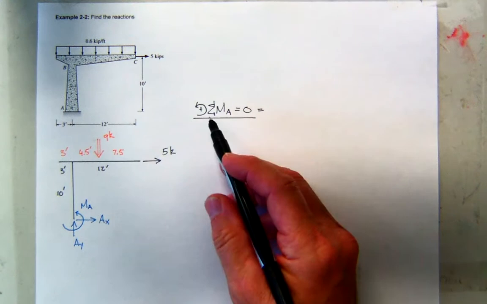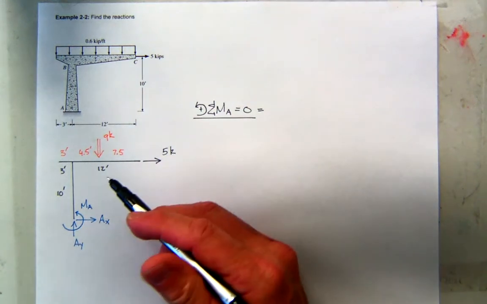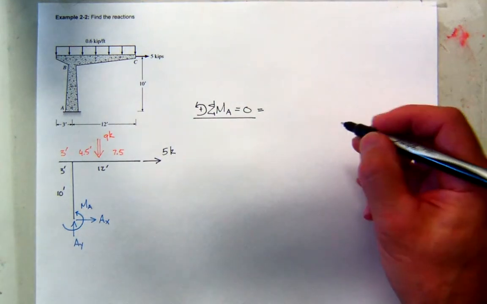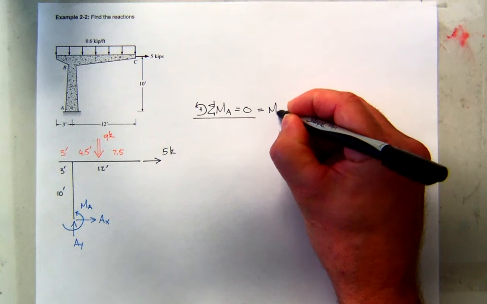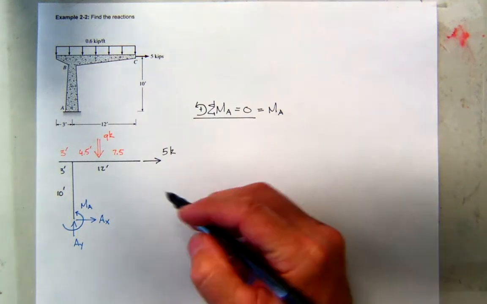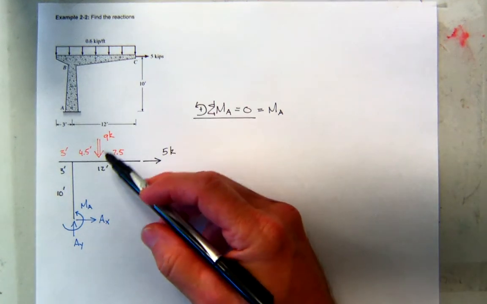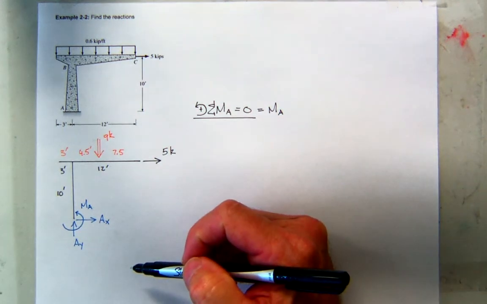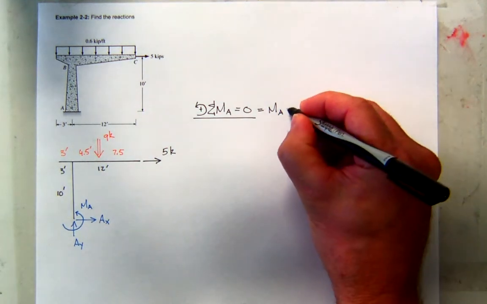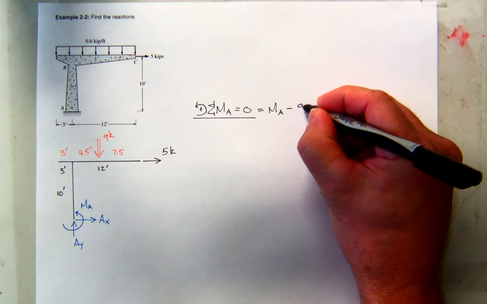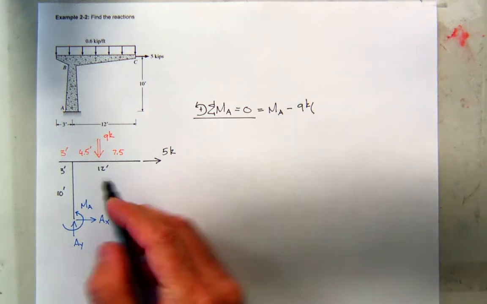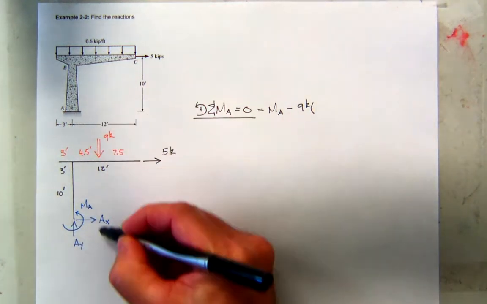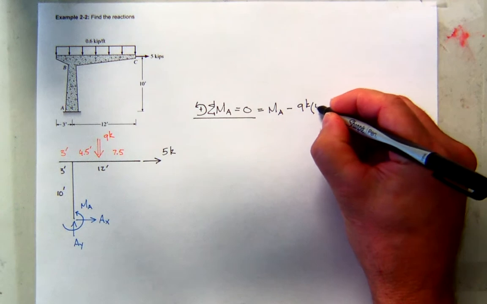So with my sign convention, this moment at A is what? Positive or negative? Positive. So I'll just write MA. Now, what kind of moment does this 9 kip force create about A? Positive or negative? Negative. And it's force times distance, so the force is 9 kips. And what's the distance between A and the line of action of the force? 4.5 feet.